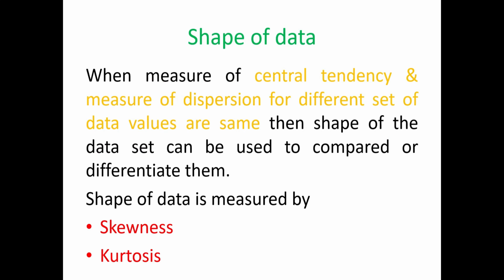Next to the shape of the data, we have measured the central tendency, we have done the dispersion. It is possible the central tendency is the same, it is possible the dispersion is the same, but the shape of the data is also communicating. And the shape of the data is measured by two parameters, skewness and kurtosis.